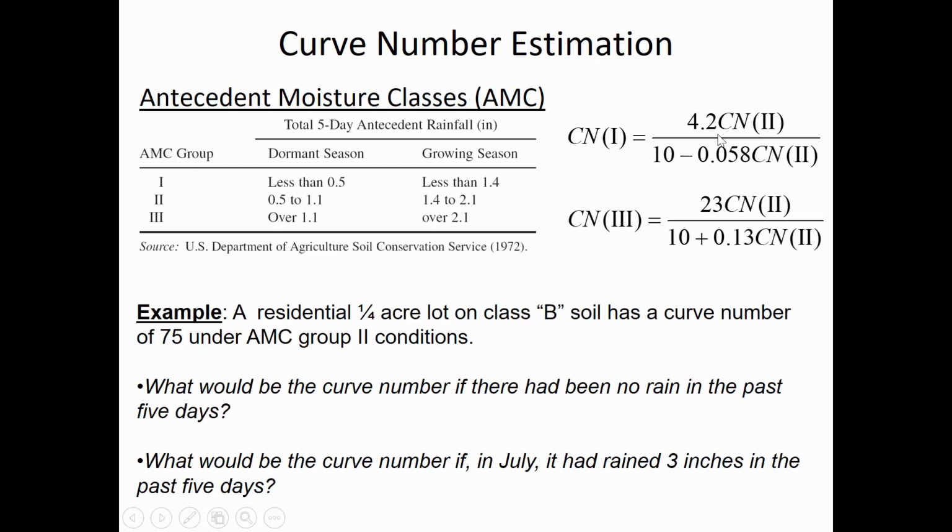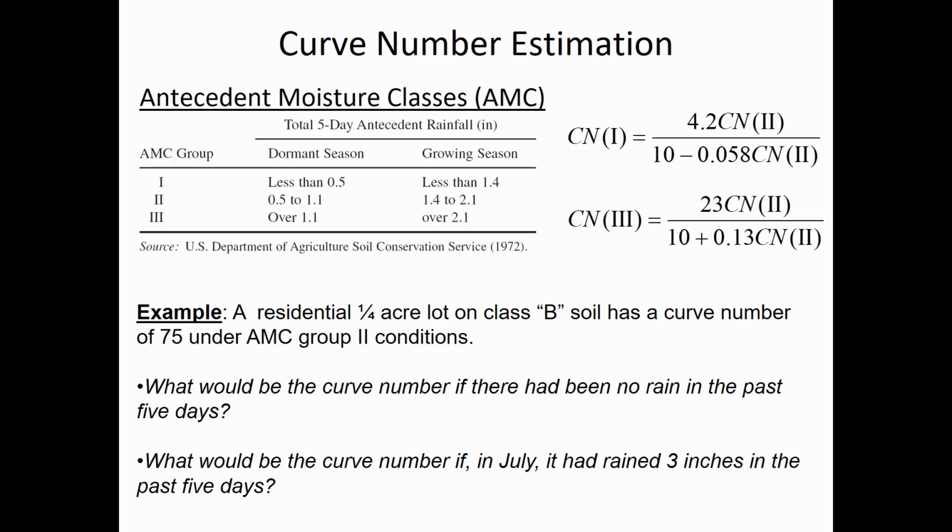So just to get a feel for how radically those adjustment factors can actually affect the curve number, let's say that initially we had a condition where the curve number was 75 under type 2 conditions. So this is a residential quarter-acre lot on Class B soil. And if we go to the table and look that up, then it'll be 75.